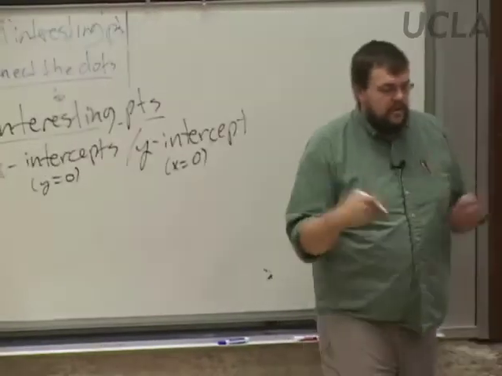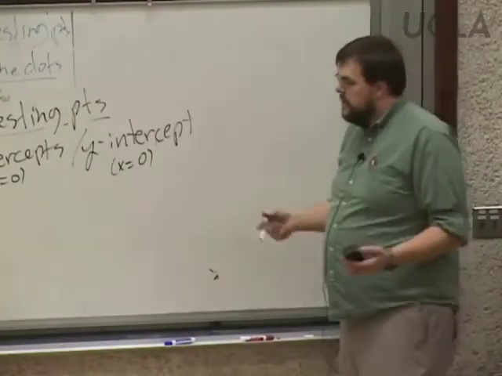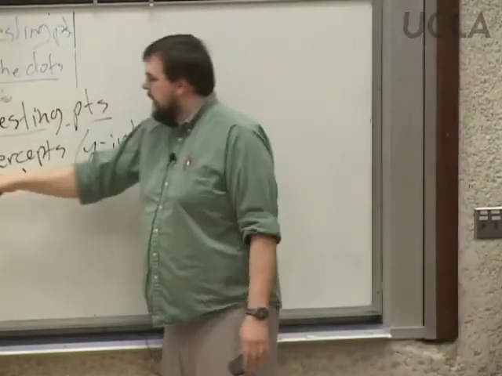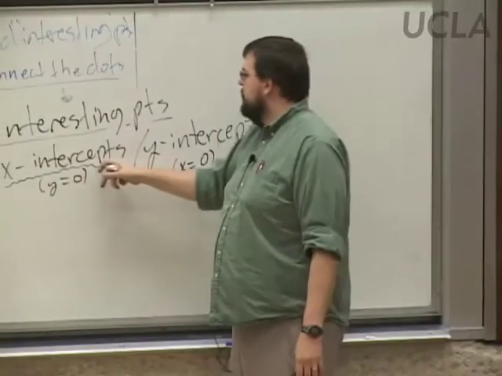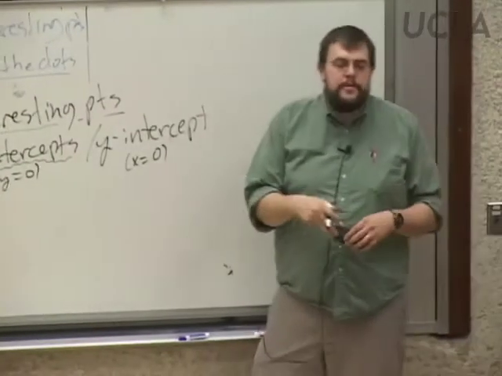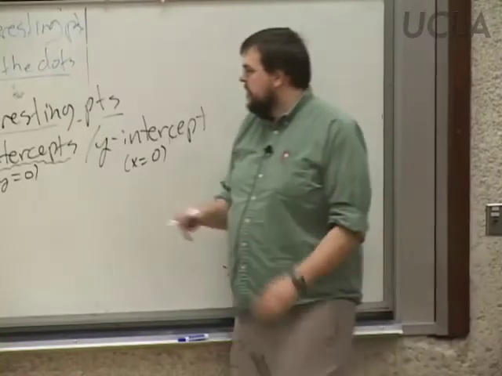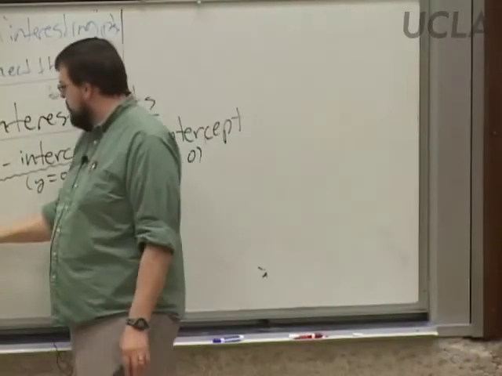Now, you might get no values of x. You might get many, and it might be hard to find. So x-intercepts can be hard to find. So we'll put some effort towards finding them, but we won't feel bad if we don't get them all. Okay, so those are some interesting points.